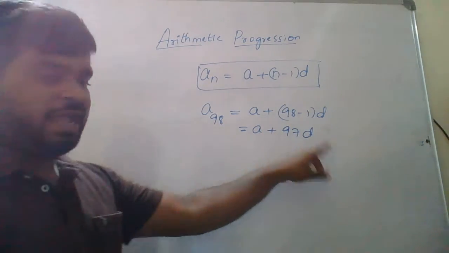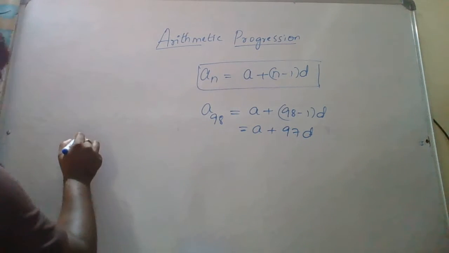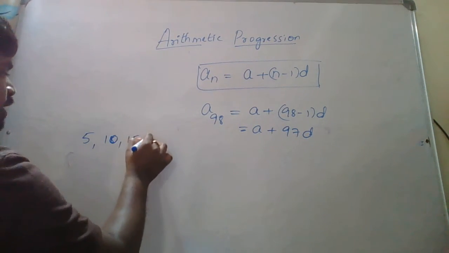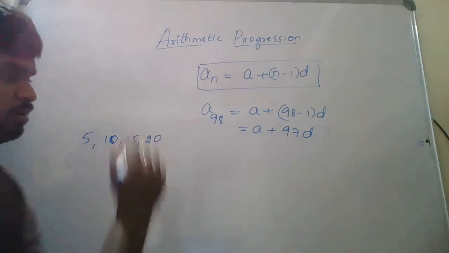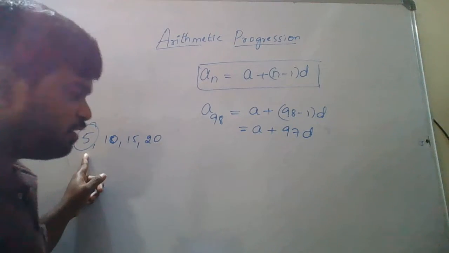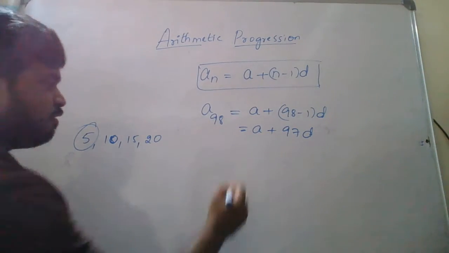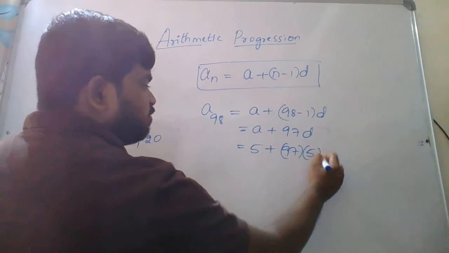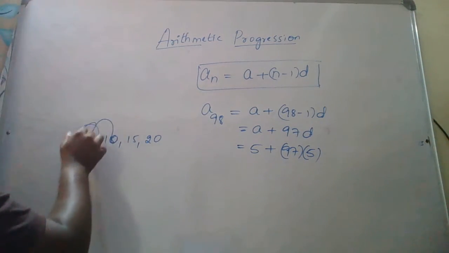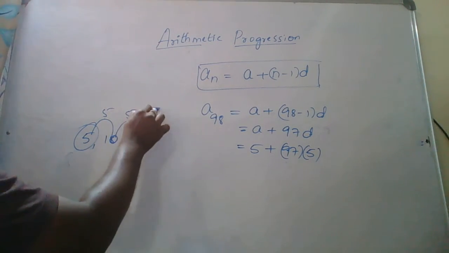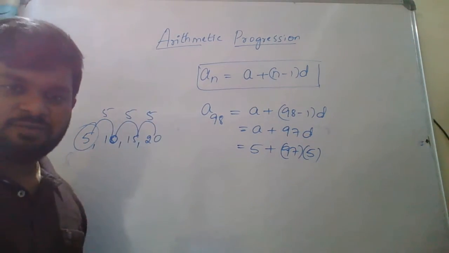You know the value of a and d. What was the AP? 5, 10, 15, 20 and so on, isn't it? Your a value, a is nothing but the first term. So your first term is 5, plus 97 into d. Your d is 5. You just subtract it: 10 minus 5, 5. 15 minus 10, 5. 20 minus 15, 5. You're getting the common difference as 5, right?